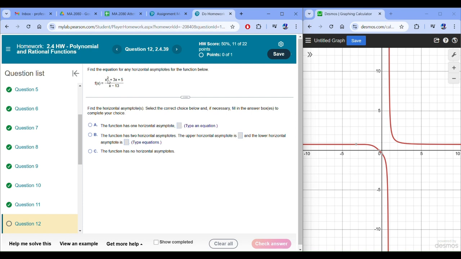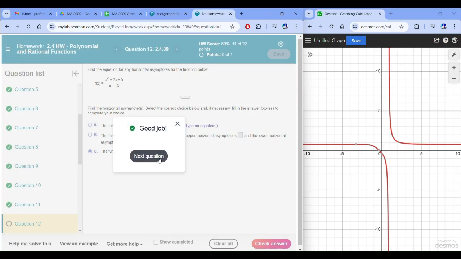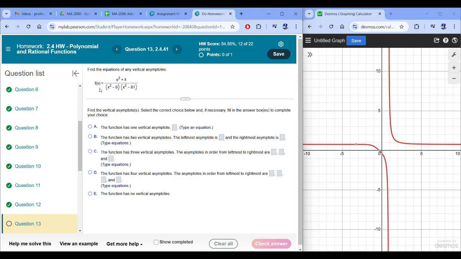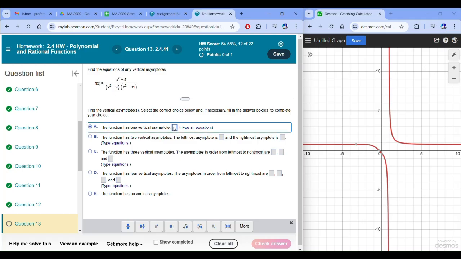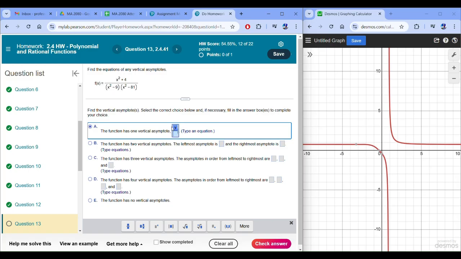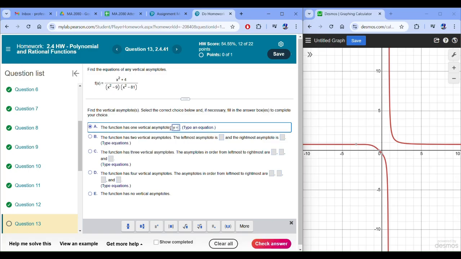Here, there is none. This one has no horizontal asymptotes because x squared is bigger than x. Here, you're going to have x squared times x squared, so this is going to be x to the 4th, which means that there's going to be one vertical asymptote at y equals 0.